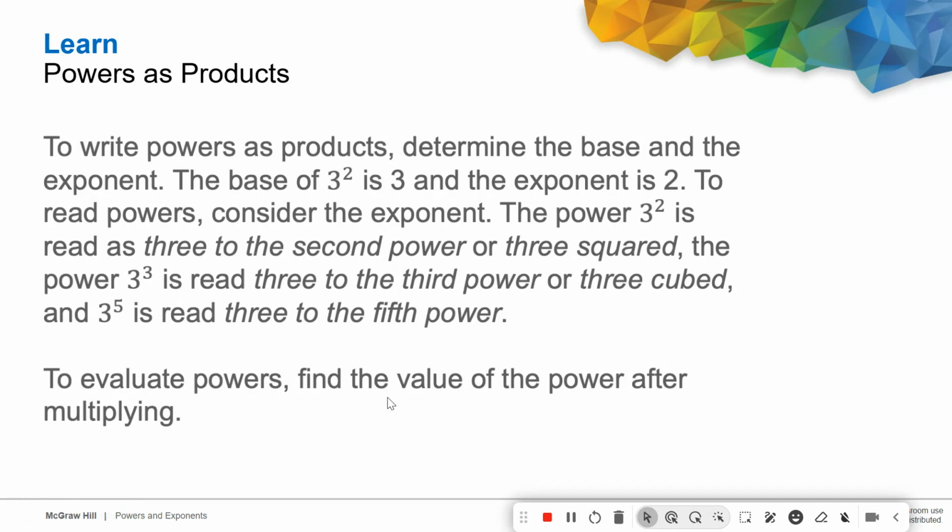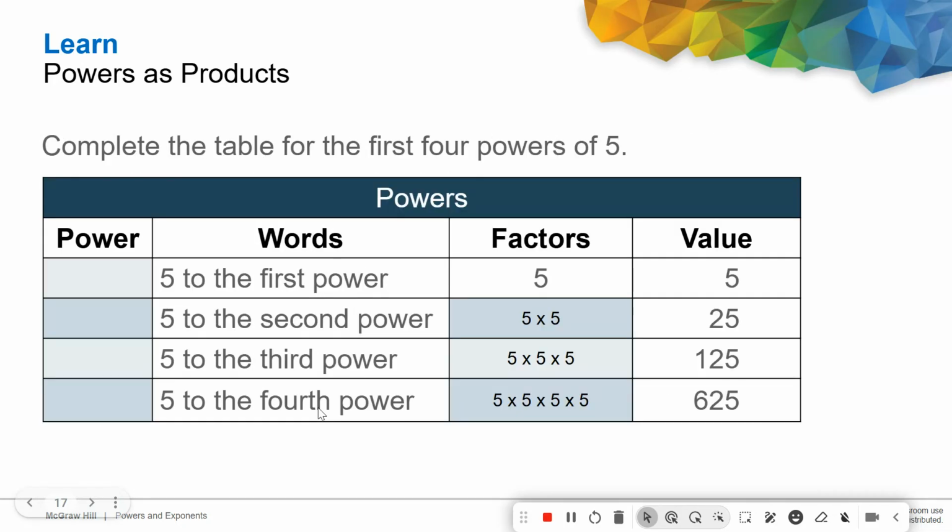So to evaluate the powers, find the value of the power after multiplying. So here's a little chart to fill in. If we have 5 to the first power, that means our factors are just 5, because the first power is just one time, and it's going to be 5. If we have 5 to the second power, then it's 5 times 5, which would be 25. If it's 5 to the third power, then it's 5 times 5 times 5, 3 fives there, which will turn out to be 125. And if it's 5 to the fourth power, that means we're going to have 4 of these 5s. 5 times 5 times 5 times 5 is 625.